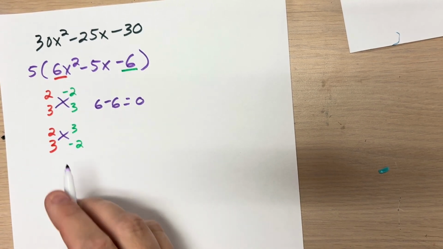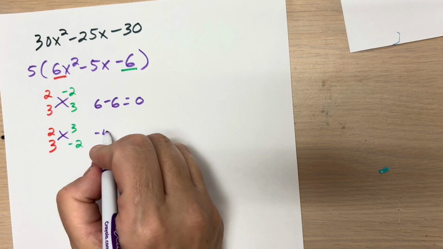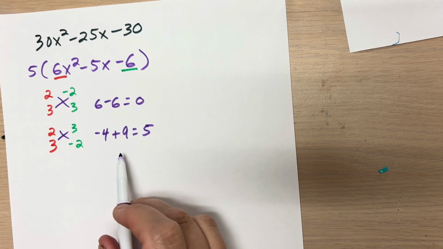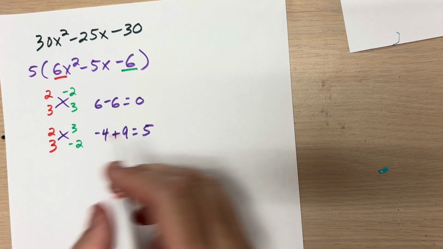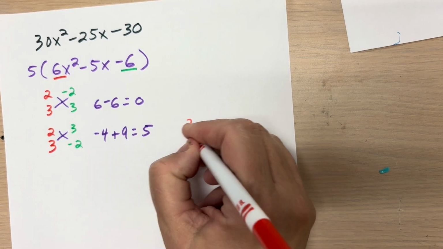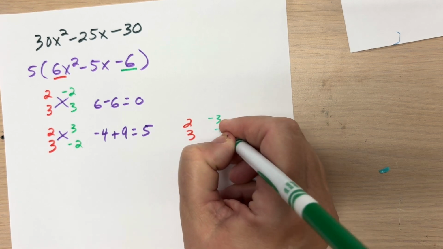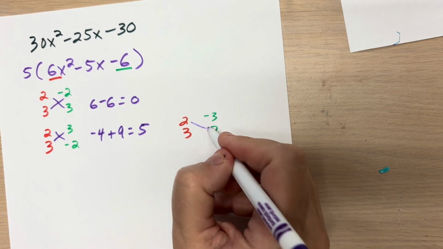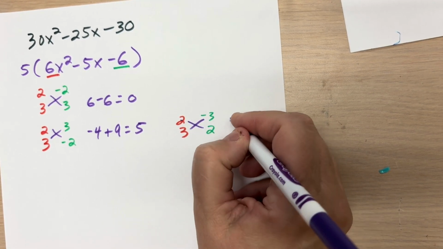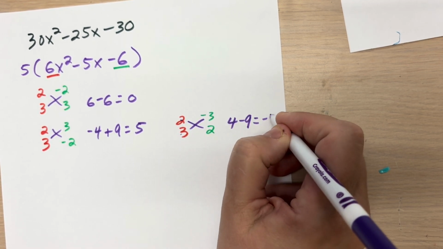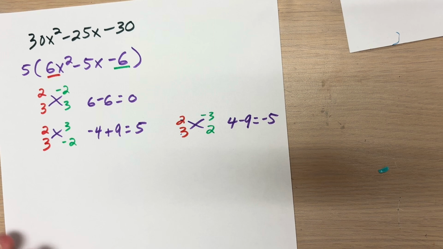All right, let's try this one. 2 times negative 2, negative 4. 3 times 3, 9. Hey, there's 5, so it's close. What if I use the same pairing, but I change those signs? So I've got now a negative 3 and a positive 2. Let's go across. 2 times 2, 4. 3 times negative 3, negative 9. Hey, there's our negative 5. That's what I'm looking for.